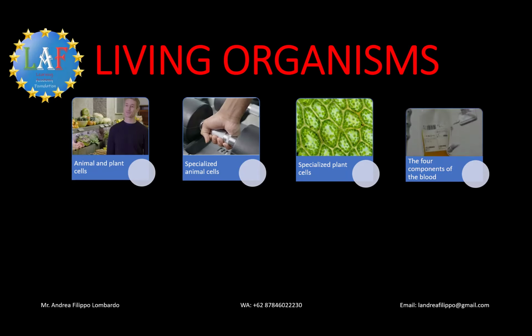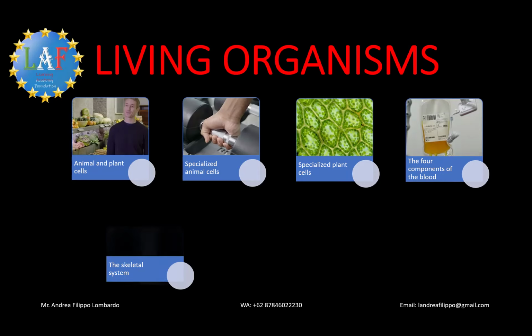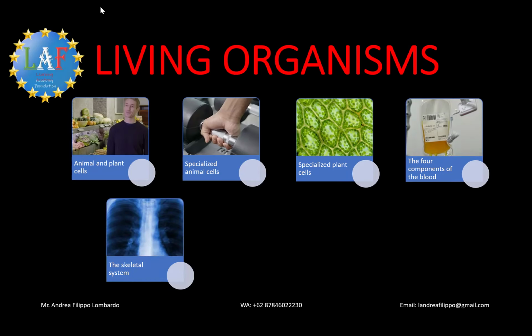And also they will see that there are 4 parts of the blood: red blood cells, white blood cells, plasma, and platelets. The students will also learn about the skeleton, a system of bones and joints that has many important jobs, such as protecting organs and helping the body to move.